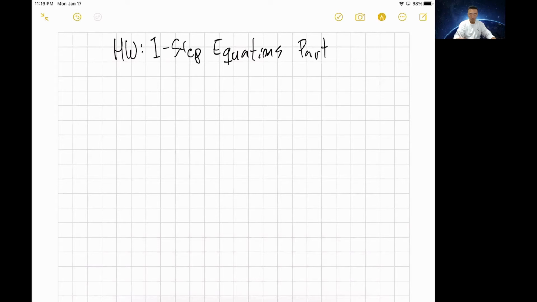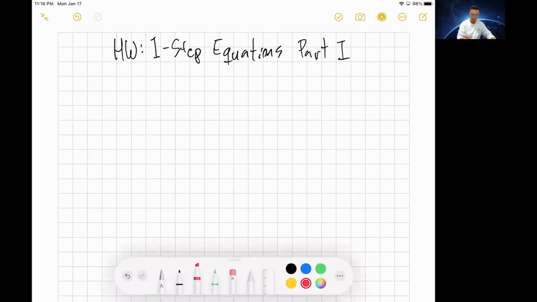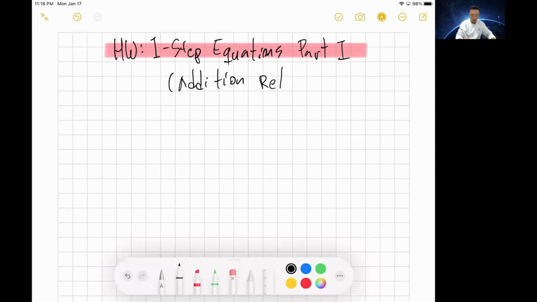Part 1. And part 1 has to deal with addition relationship. Addition relationship with x term. Okay. So equations, we're going to deal with them a lot. This is the addition relationship of an equation.